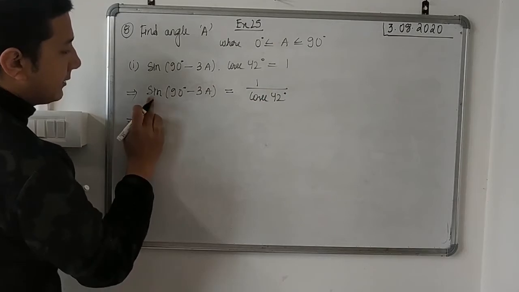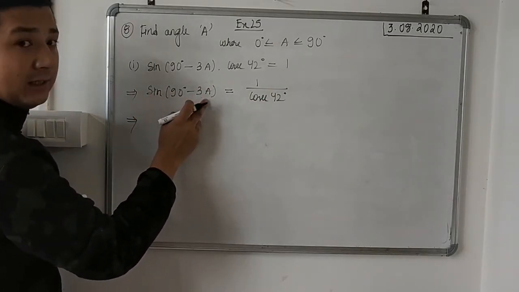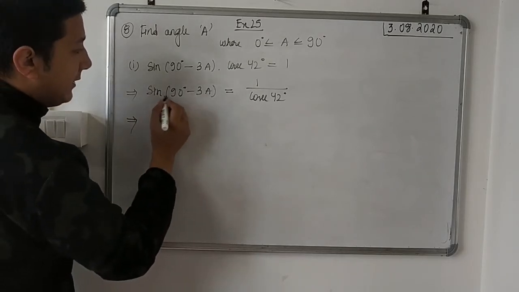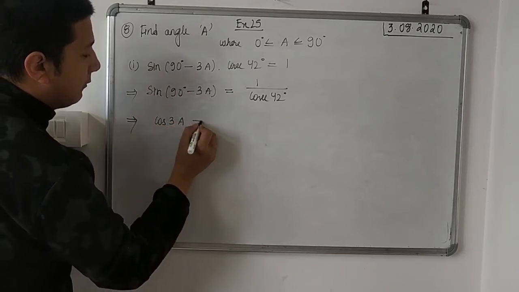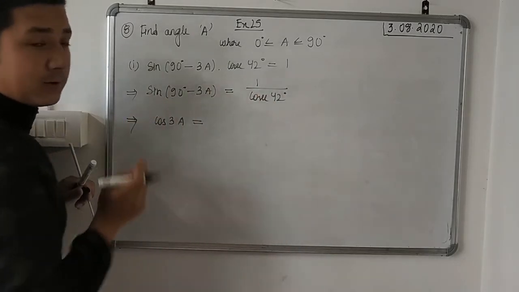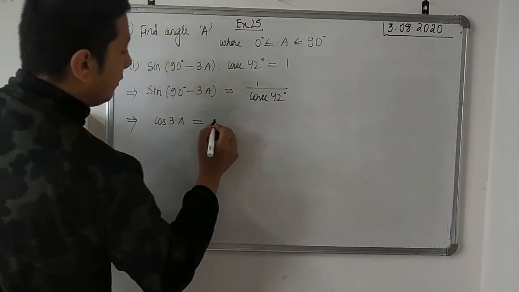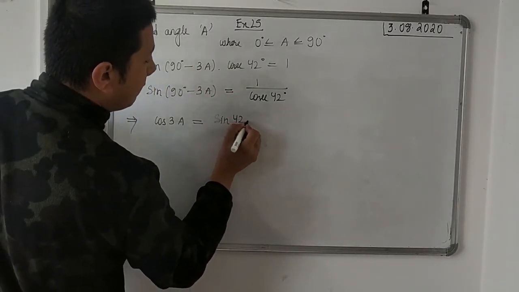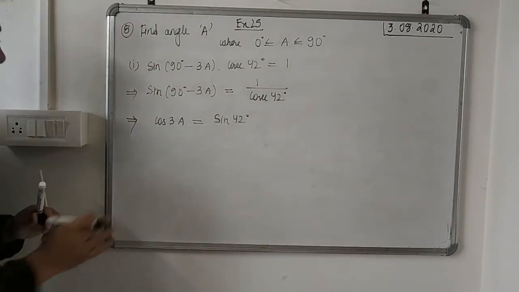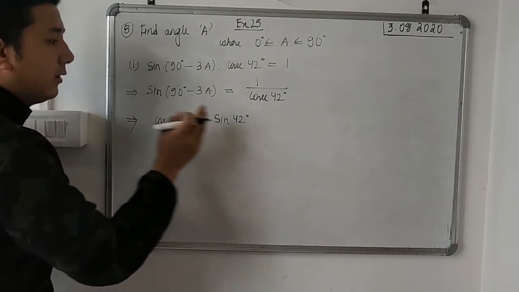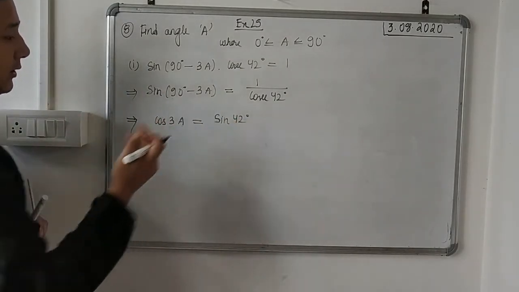And now sine(90 minus 3A). What is sine(90 minus 3A)? So sine(90 minus 3A) is cos 3A, right? Cos 3A, which is equals to 1 by cosec 42. If you know 1 by cosec, is it sine? So it is sine 42. Okay. Focus on it properly out here. Now here it is sine, here it is cos, here it is sine. Okay, I cannot cancel it. If it was cos, then I could have removed.